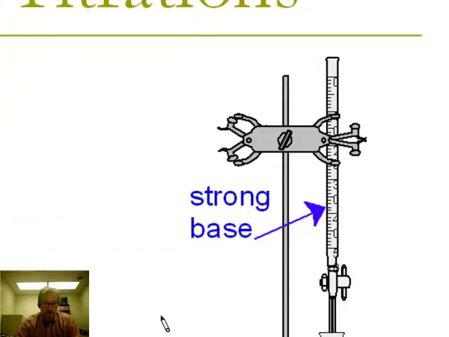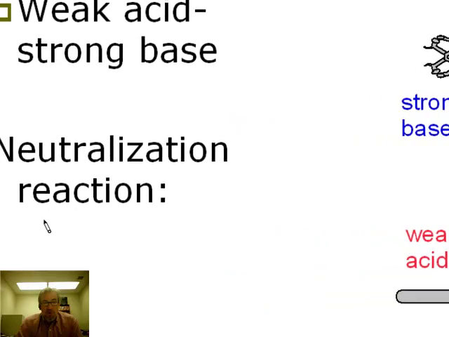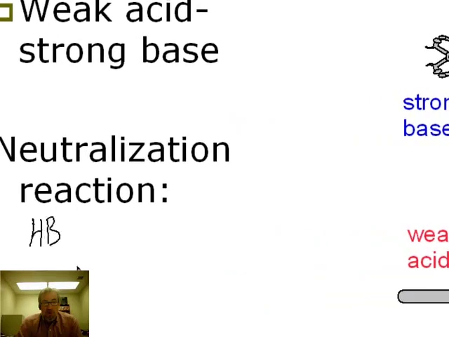Next, we're going to look at a weak acid, strong base titration. So the burette still has a strong base in it, but now we have a weak acid in the flask below the burette. The neutralization reaction looks like this. Now we have our weak acid, we're going to call it HB, and it's reacting with OH minus from the burette.